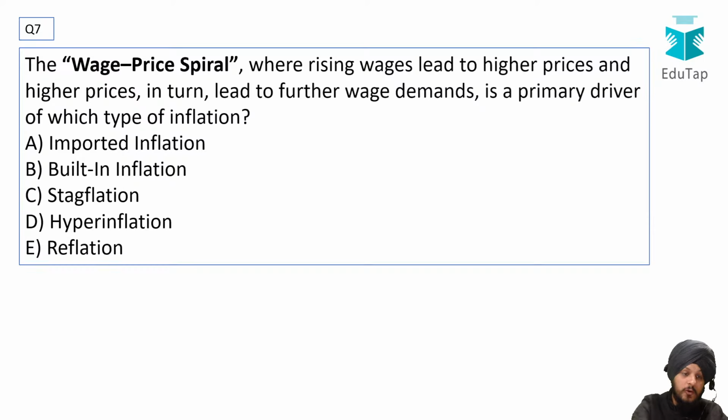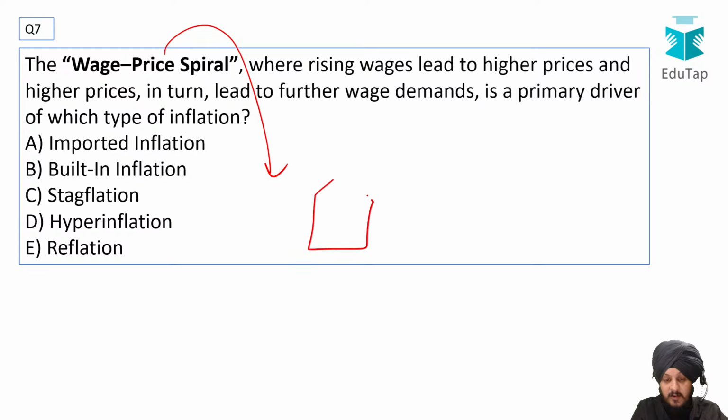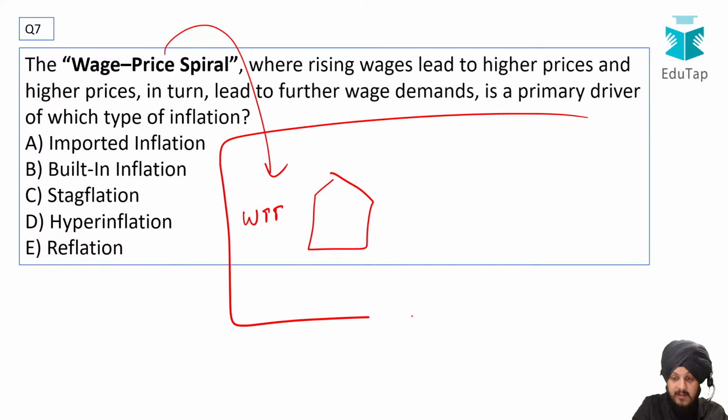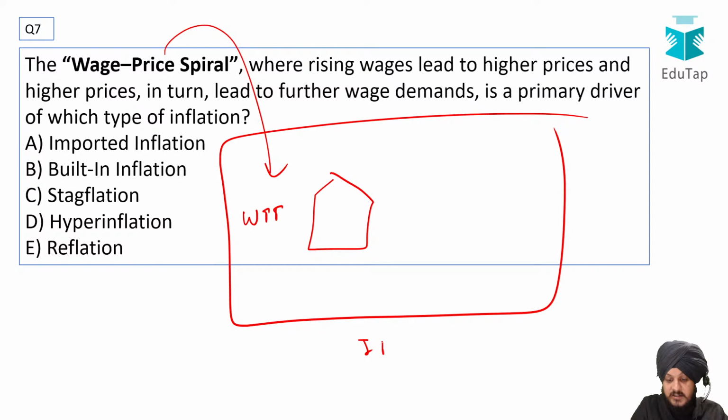Right. So if you talk about this wage price spiral, what happens over here? For example, there is a factory, and in this factory there are different types of workers, and there is a situation of inflation in the economy. So the inflation is there. Now these workers are going to ask the factory owner to increase their wages. After a certain point of time, the factory owner is going to meet the demand and increase the wages.